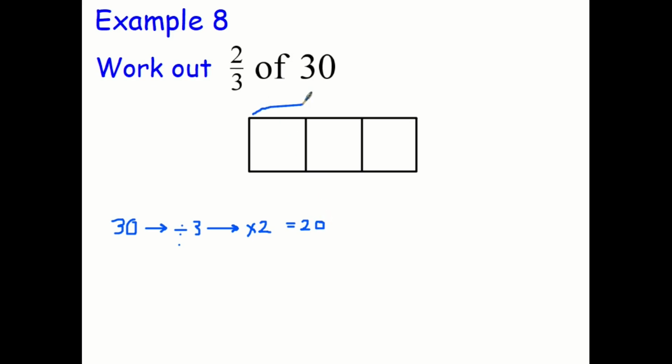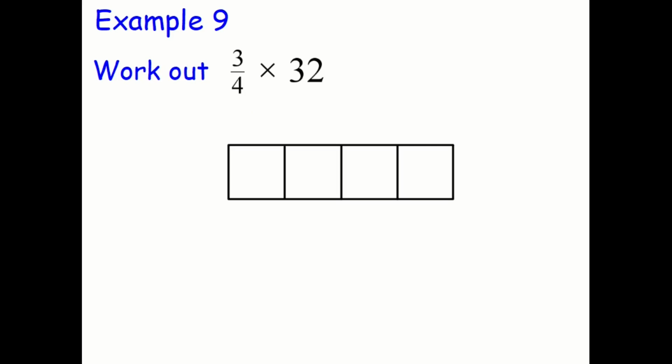Another way is to think about this diagram being 30, and if I split 30 into 3 equal parts, of course each one of those would be 10. But I don't just want 1/3, I want 2/3, and 2 of those makes 20 as well, like we've just done here.